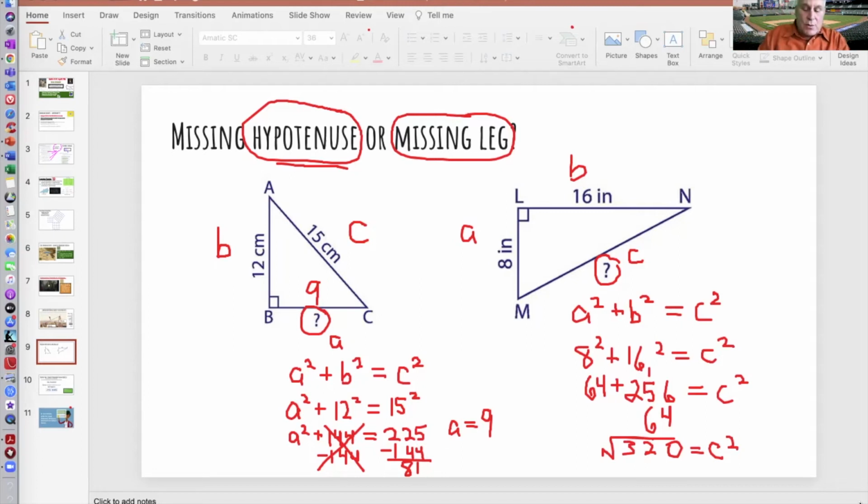What is the square root of 320? Do it on your calculator. And I want you to round it off to the nearest whole number because you're going to get a decimal. So I want you to give me the answer to the nearest whole inch.